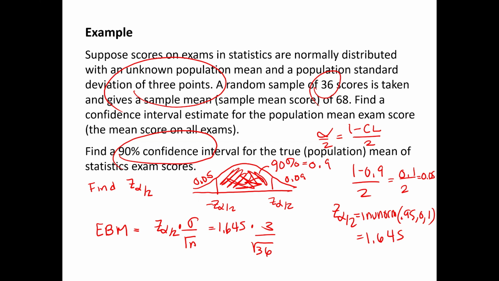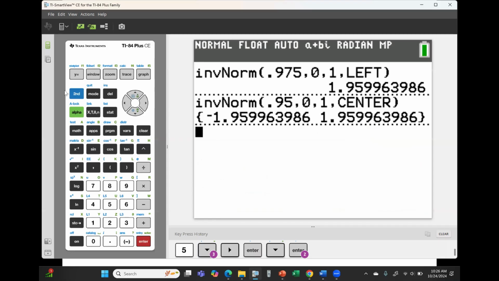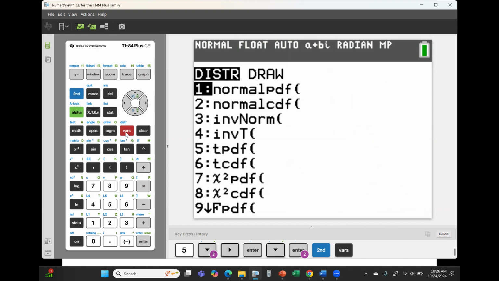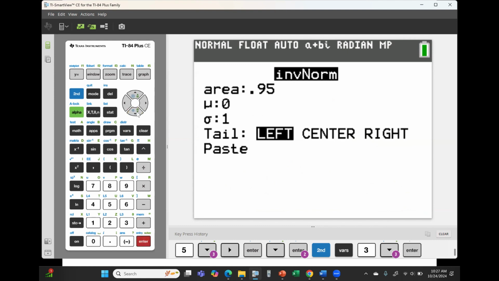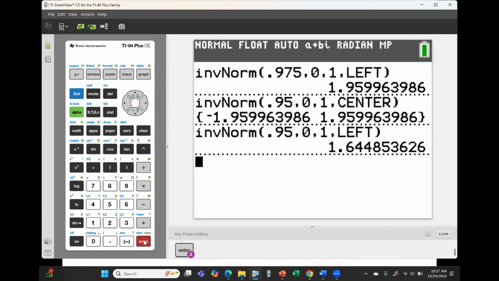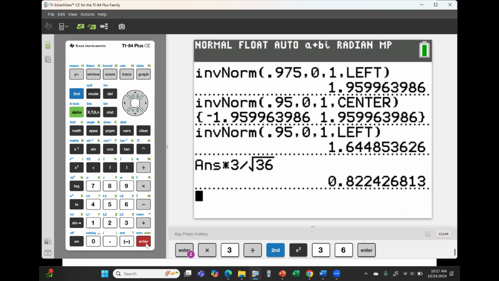And let me go over there and do this real quick. So we have an inverse normal. 0.95, correct? 0, 1, and we did left. Again, if your calculator supports center, just put 0.9 in there and highlight center. 1.64485, I'm going to multiply that by the standard deviation, which was 3, correct? And divide that by the square root of 36. So what's the error bound of the mean? The error bound of the mean is 0.8224.